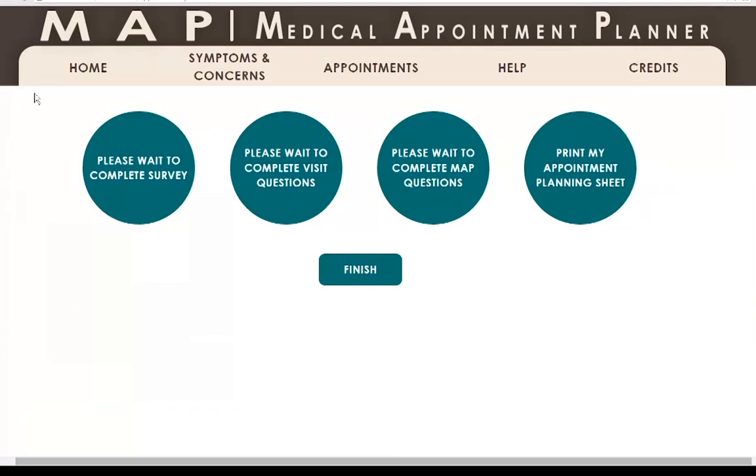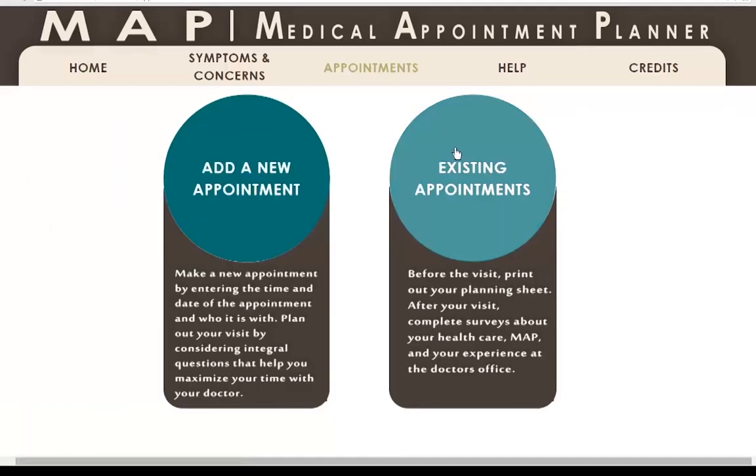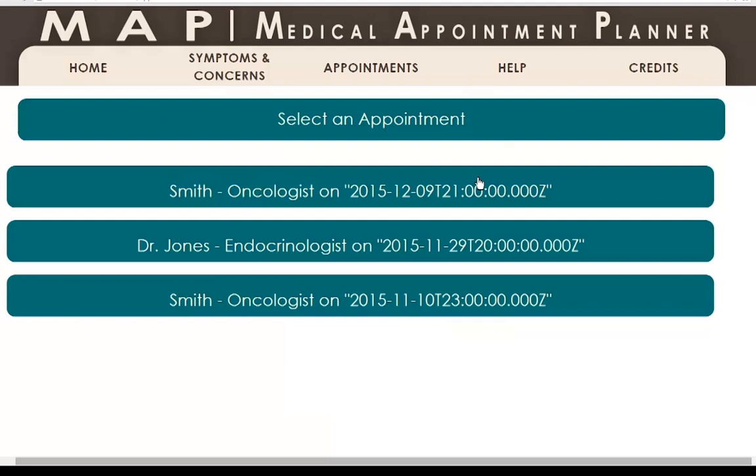We also have asked you to complete some surveys after your doctor's appointments. You can look at this page at the end of the appointment section. If your surveys are not ready for you, you will not be able to click on these buttons. As you can see, it doesn't work. However, when your visit is completed, go to your list of appointments, onto the existing appointments. Here you will see all the appointments that you've entered into the program.